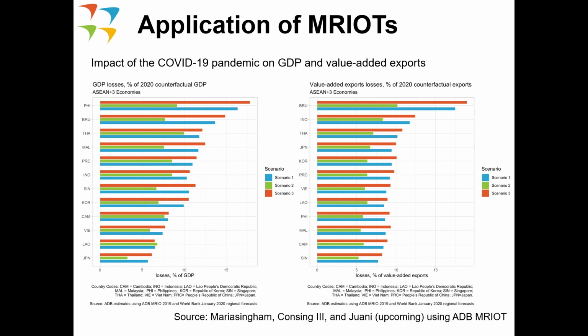Due to the pandemic, ASEAN plus 3 countries may collectively lose $1.9 to $2.6 trillion in nominal gross domestic product in 2020, of which $161.2 up to $248.1 billion may come from value-added exports.